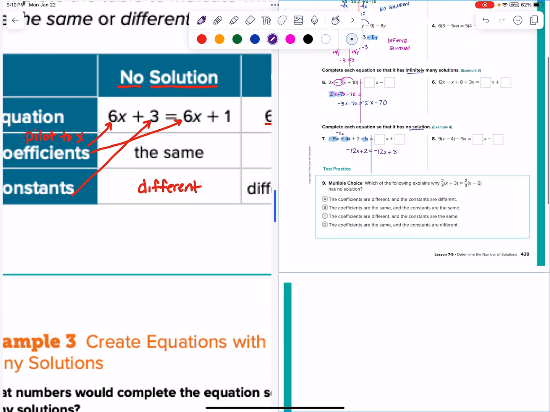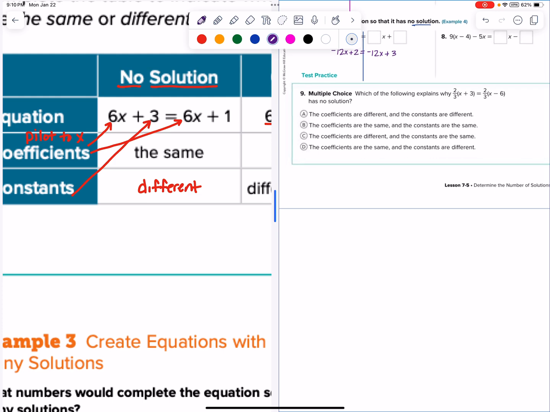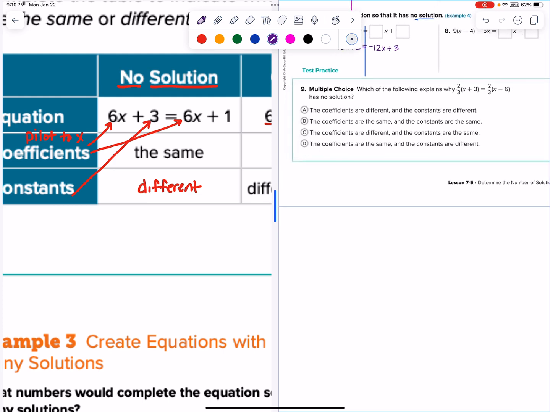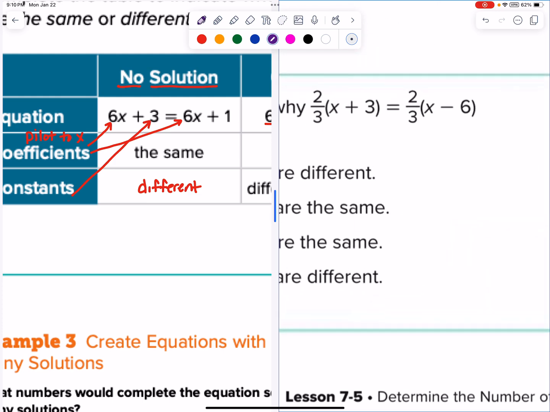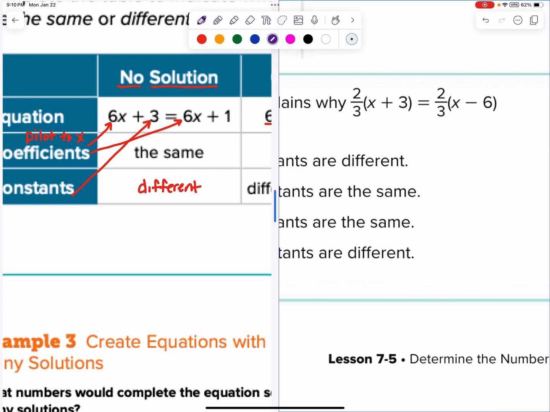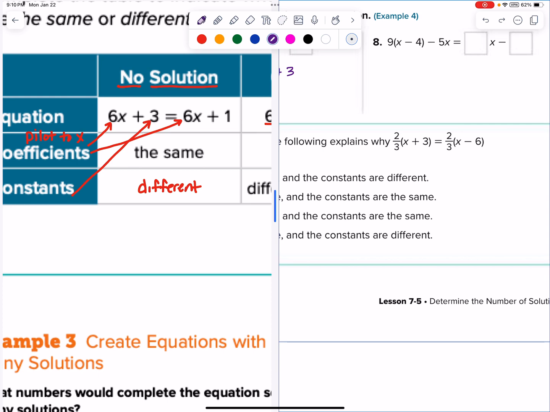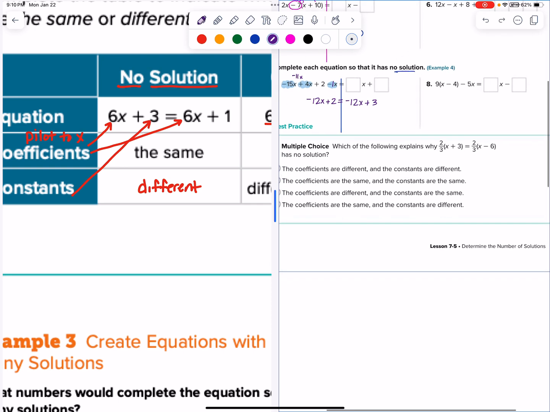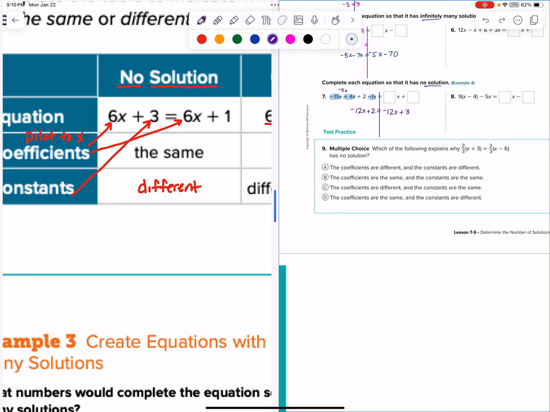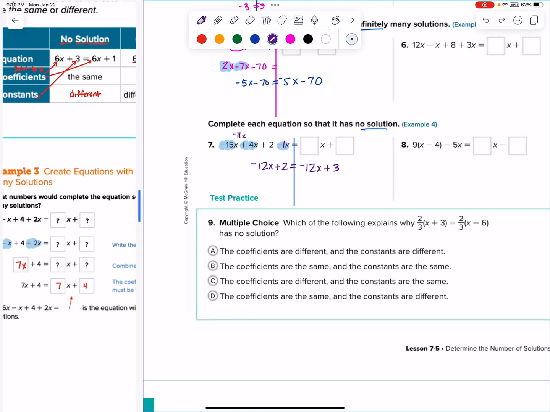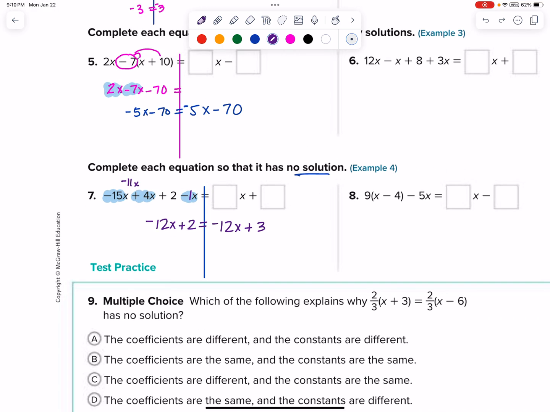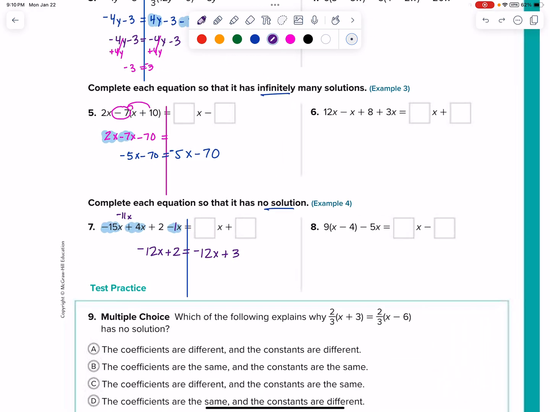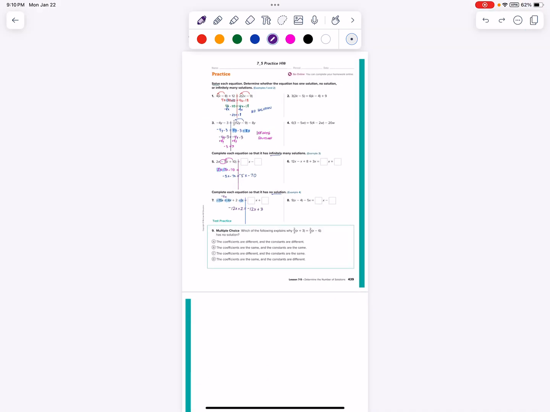So you're going to do the same thing for 6 and 8. And then take a look at number 9. It says, which of the following explains why this, right here, has no solutions? So if you distribute this and distribute this, analyze that and figure out which letter explains why you already know that that would have no solutions. All right, there's your homework. Go ahead and work on that. And if you need any help, you can talk to me later.